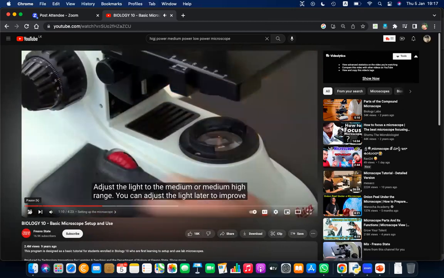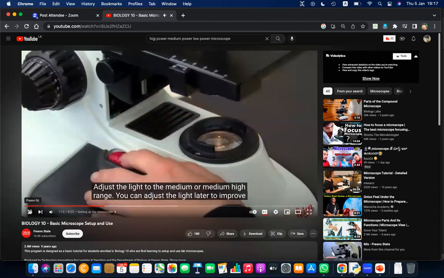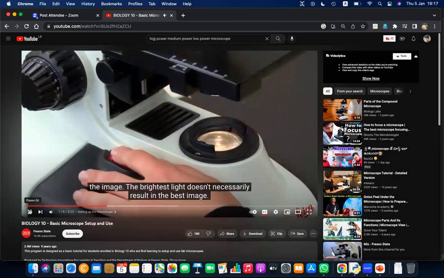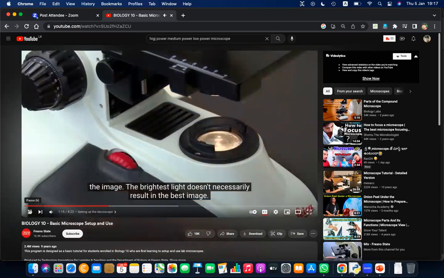Adjust the light to the medium or medium high range. You can adjust the light later to improve the image. The brightest light doesn't necessarily result in the best image. Now you should be ready to start using the microscope.